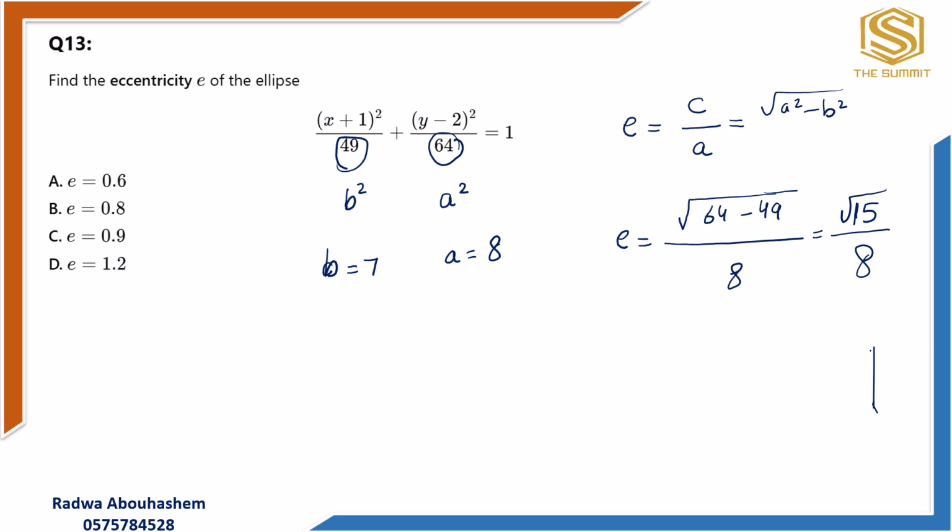Let's get an approximated answer. The next perfect square would be root 16, right? So I could say this is approximately 4 over 8, which is 0.5. So I'm searching for something which is closer to 0.5, which is 0.6.